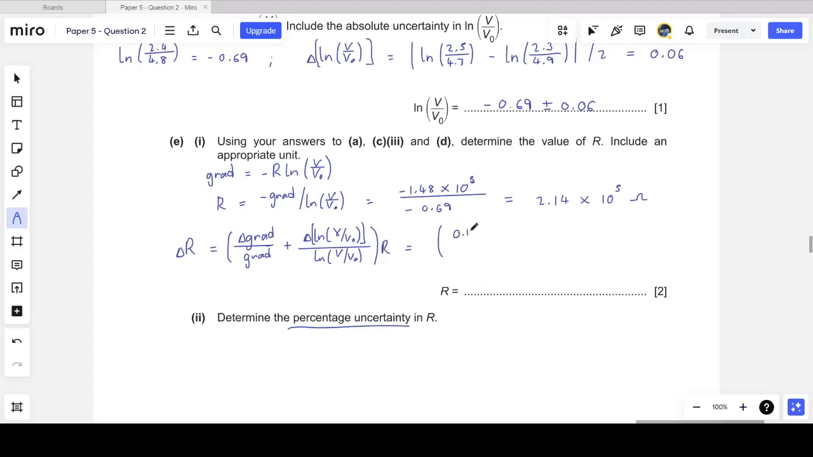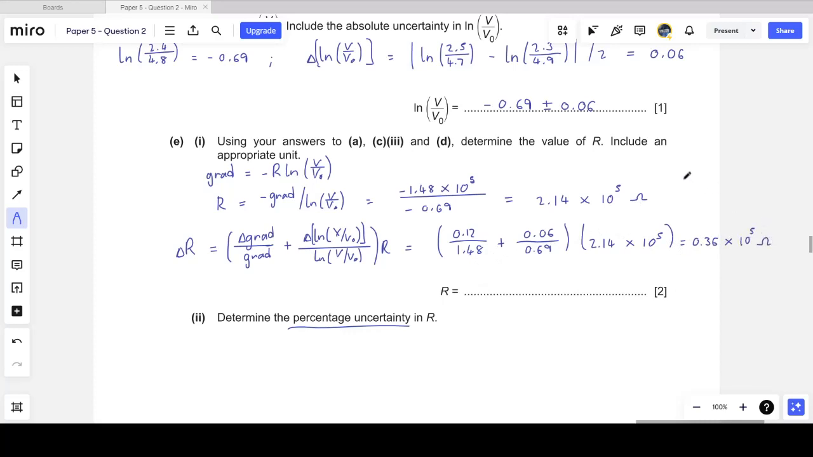And so putting in the numbers, you see it becomes a lot less messy. The uncertainty in the gradient was 0.12 divided by the gradient, which is 1.48, plus, even though there's a minus sign, we still have to add because we are trying to maximize the uncertainty. The uncertainty is greater when we make more measurements. Plus the uncertainty in log of V over V naught, which we've calculated already, 0.06, divided by the actual value of log of V over V naught, 0.69, multiplied by the value of R, which we just calculated, 2.14 times 10 to the power 5 ohms, which gives us 0.36 times 10 to the power 5 ohms.